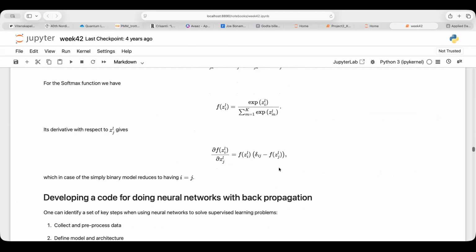And this is something which we will leave. This is actually one of the exercises in the project, which we want you to look at. But you have the answers here. And we want you to go through these derivatives in the project.